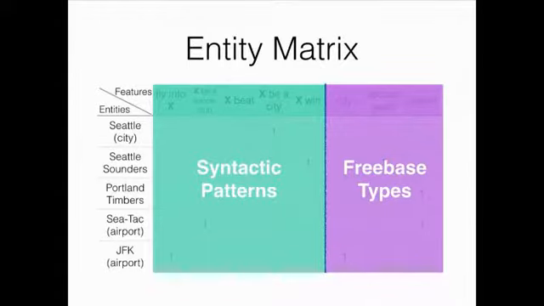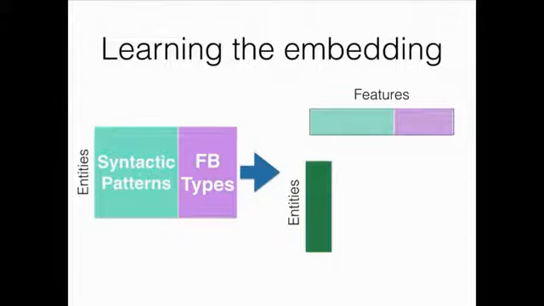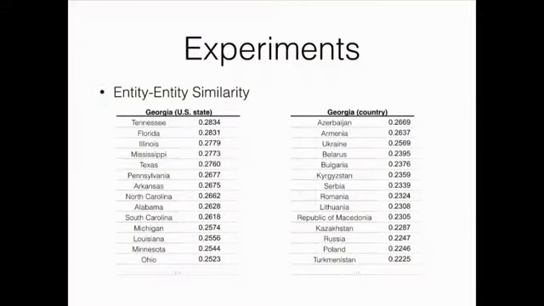So the final matrix is going to be composed by two parts. One is the dependency features we extracted, and the Freebase types. And we're going to learn a bunch of low-dimensional vectors for each of the entities and each of the features. So here are some experimental results.